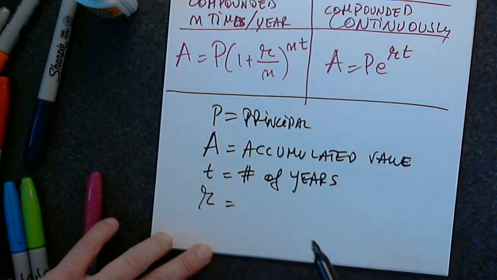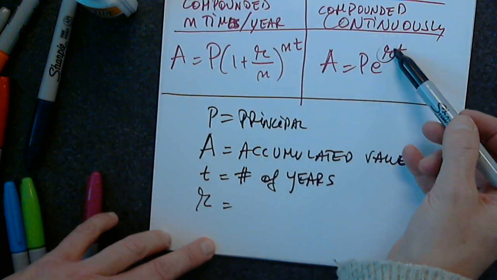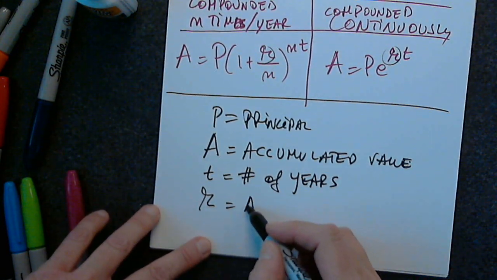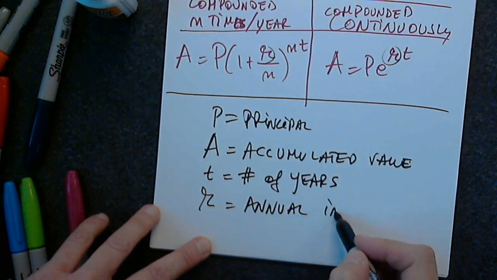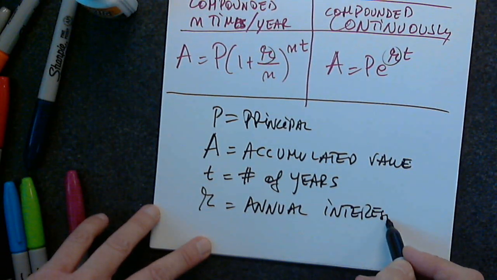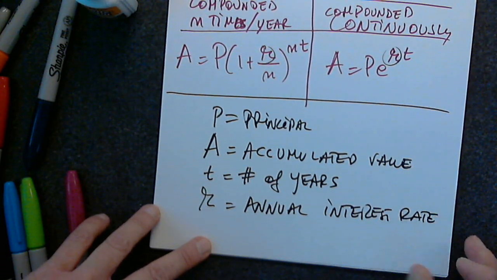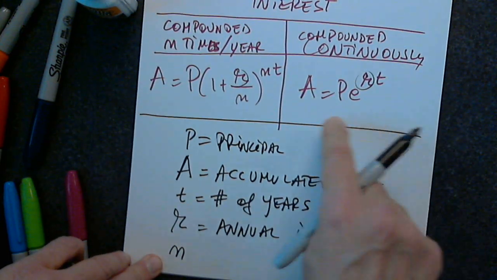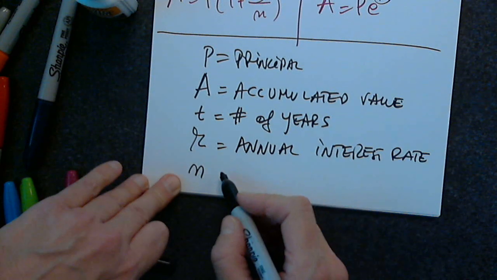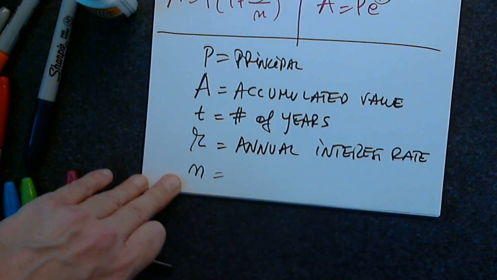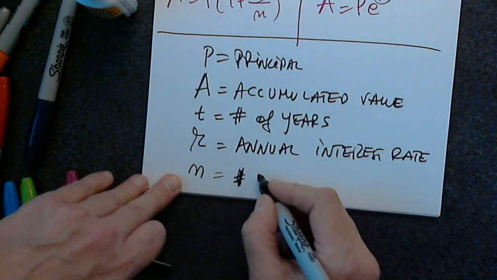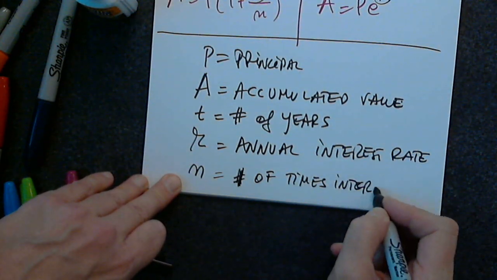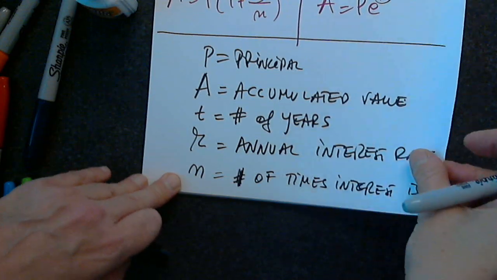R, lowercase r, annual interest rate. And N, there is no N here, this is continuously, and this is N. Number of times the interest is compounded per year.